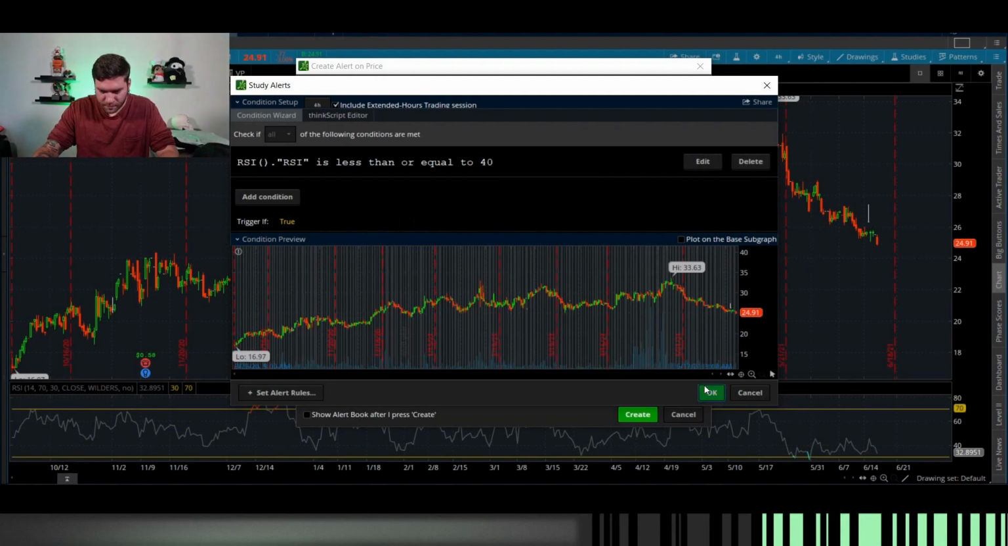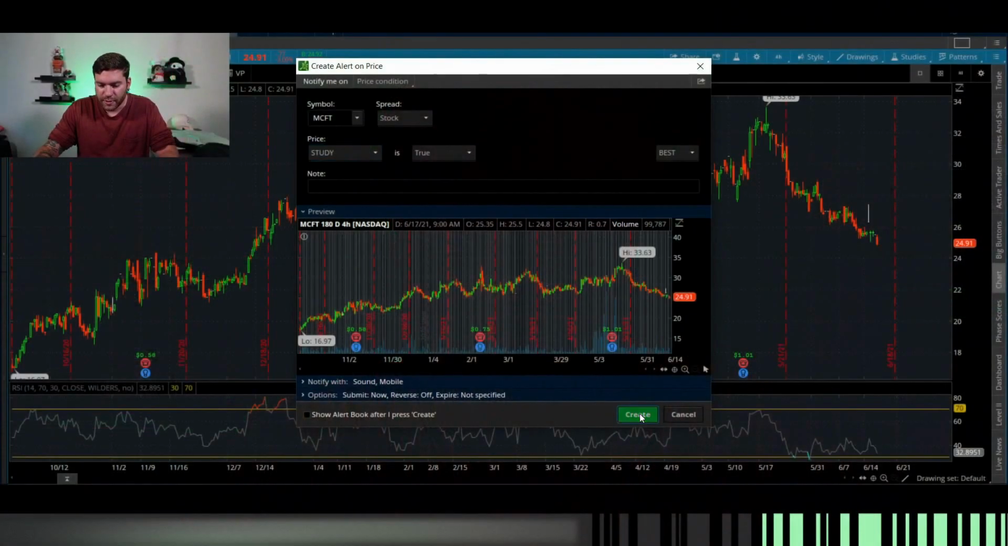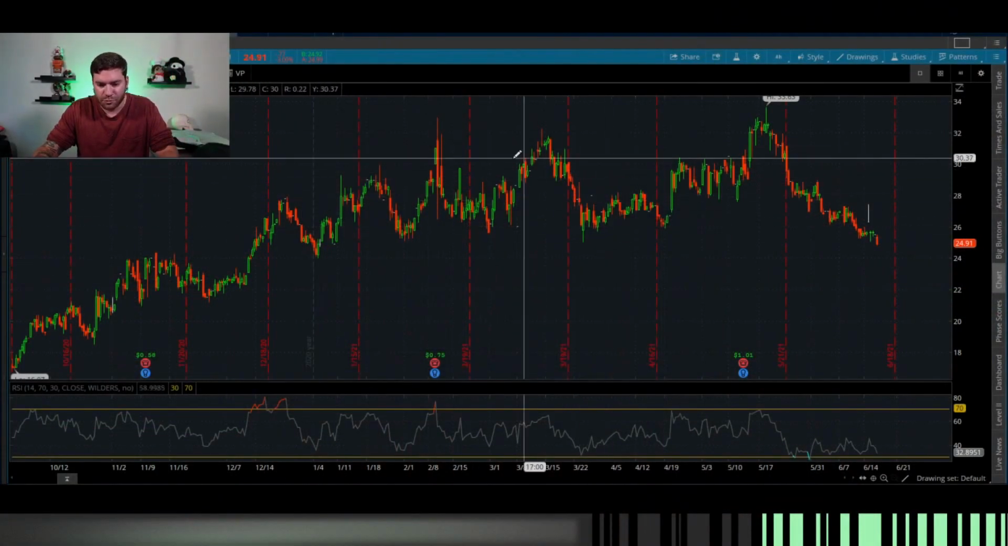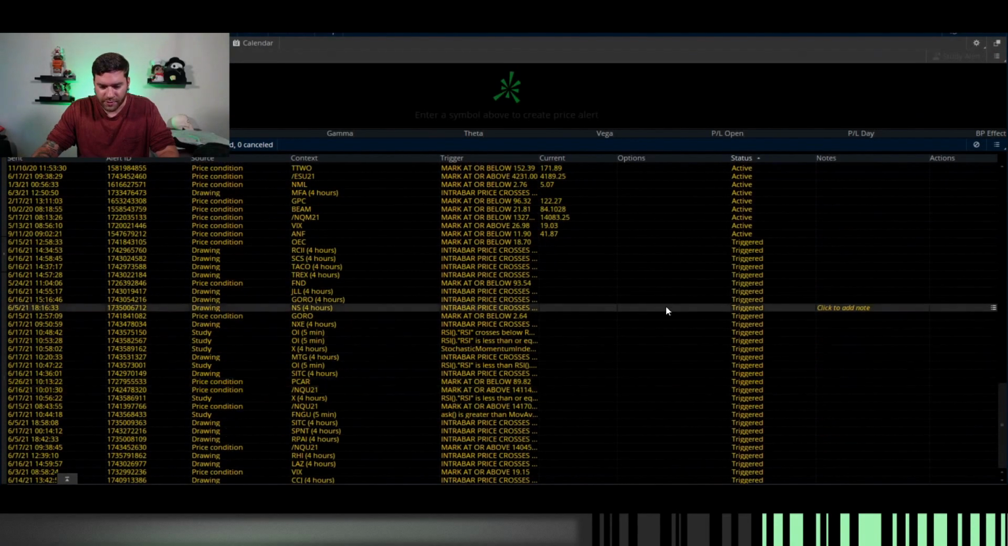Looks great. Okay. When the study is true. Again, when the study chimes true, you'll get an alert. We hit create, and now we're good to go. To check your alert, go to Market Watch and Alerts. I have all these going off today because it's a red day.